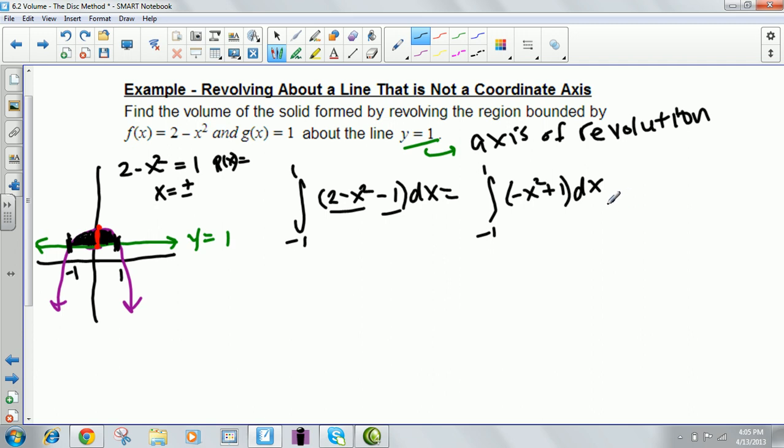And when we get there, remember it's radius squared, because remember the area is pi r squared, so it's going to be pi times r, which is negative x squared plus 1 quantity squared. So we need a pi out in front of these.